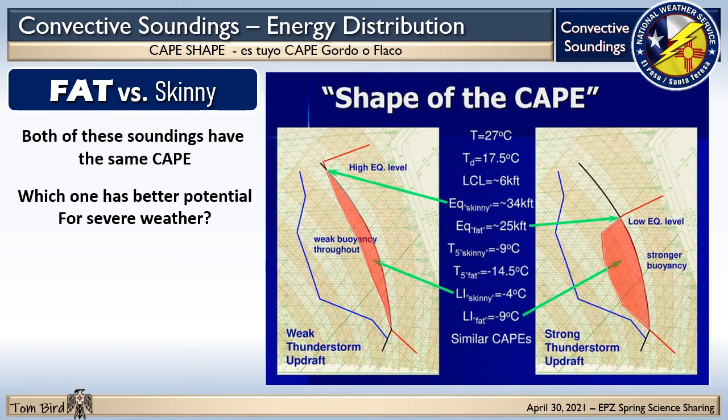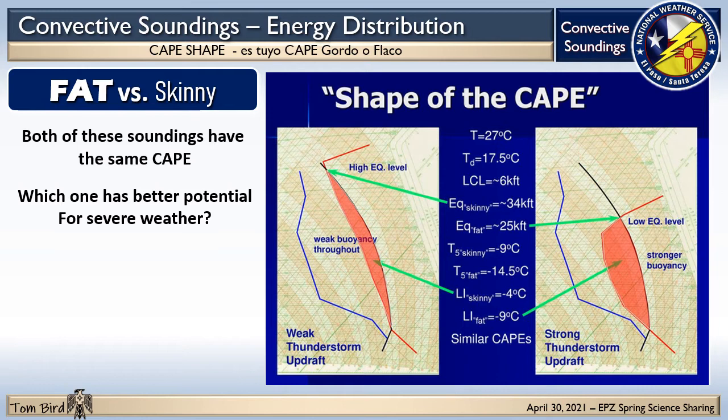Shape of the CAPE makes a big difference, whether it be short and fat, or tall and skinny, the two that you seem to get a lot. Sometimes you get tall and fat and you get huge amounts of CAPE, 4,000 to 5,000, almost off the scale. Looking at these two soundings, they both have the exact same CAPE values, but you can see that it's distributed much differently through the depth of the environment. On the left, it's a thin, narrow CAPE from top to bottom. On the right, it's a fat CAPE and it's shallower.